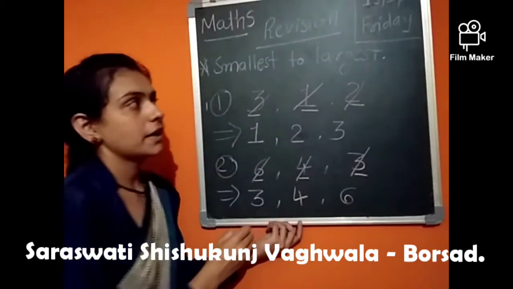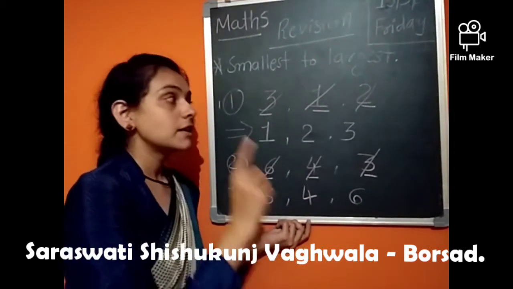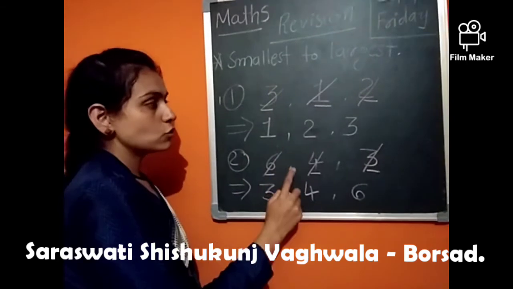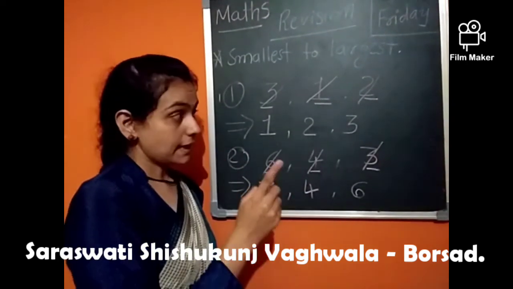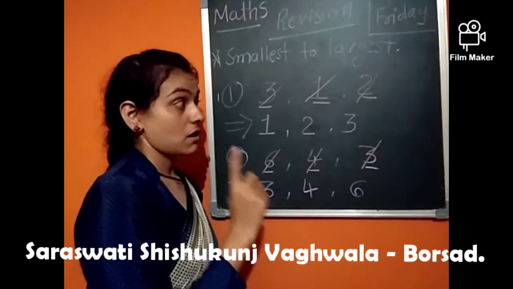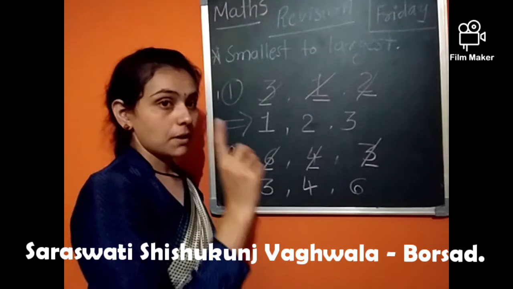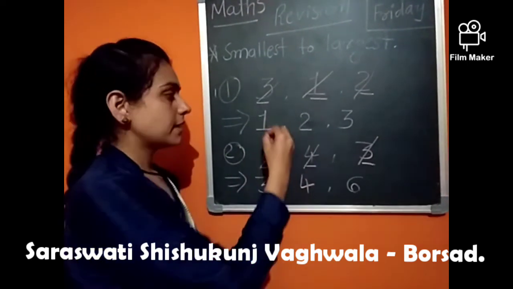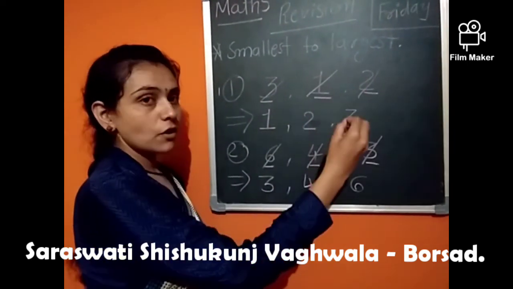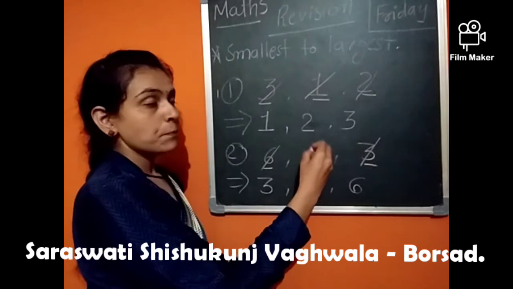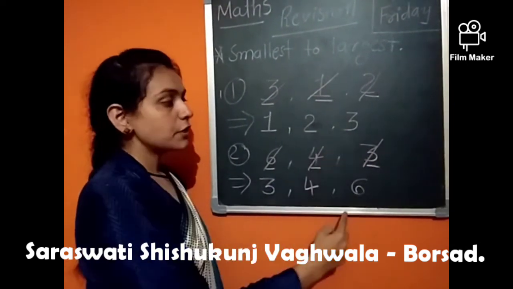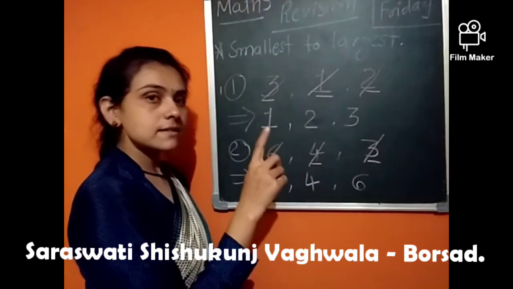This way you have to arrange smallest to largest number. First what you have to do? You have to draw underline. Then you have to check which one is the small number. Then you have to cut it and write it first. Then again you have to check and write second number and then third number. This way you have to arrange smallest to largest number.